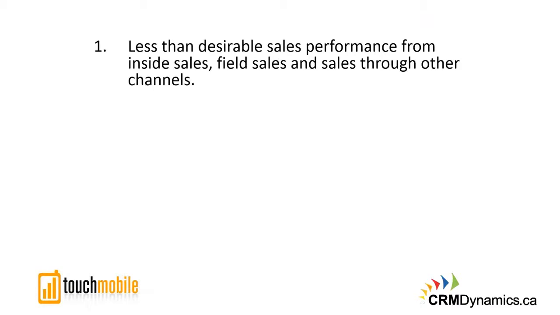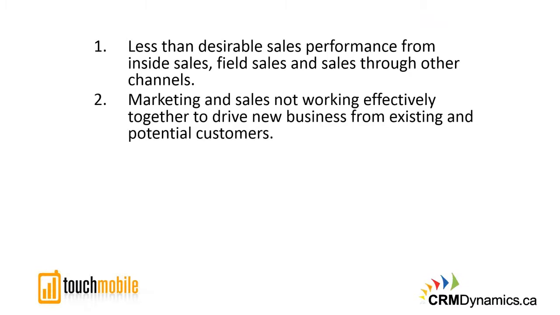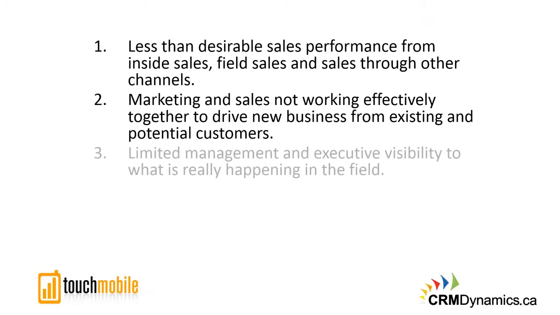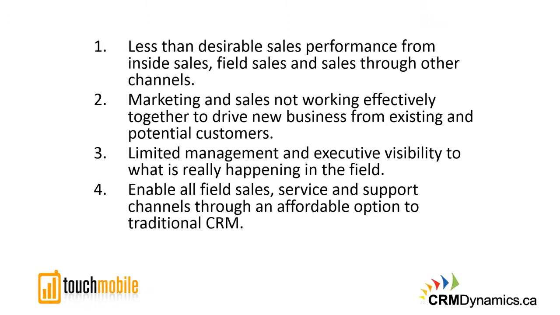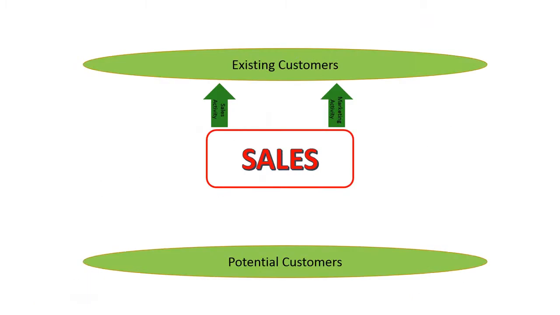So what business issues are we going to talk about today? If you're a company that has less desirable sales performance than you'd like from sources like inside sales, direct field salespeople, or even sales through other channels, we're going to talk about how you can improve that. Also, if marketing and sales are not working collaboratively together, how can we drive new business from existing and potential customers? We'll also cover limited management and executive visibility to what's really happening in the field, mainly focused on the marketing automation aspect. That's the third one. And the last one is enabling all field sales, service, and support channels, which we'll talk about a little at the end.